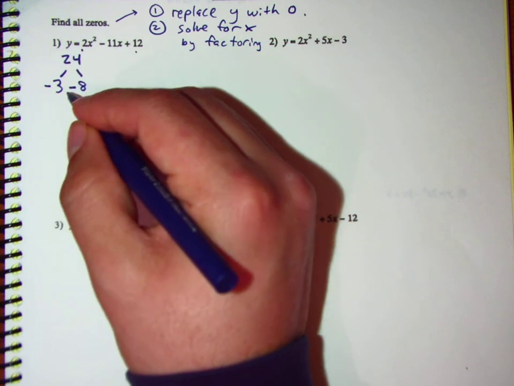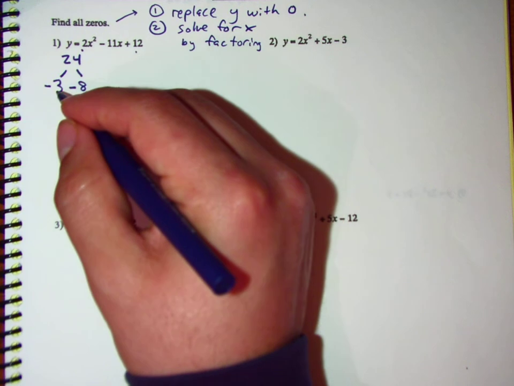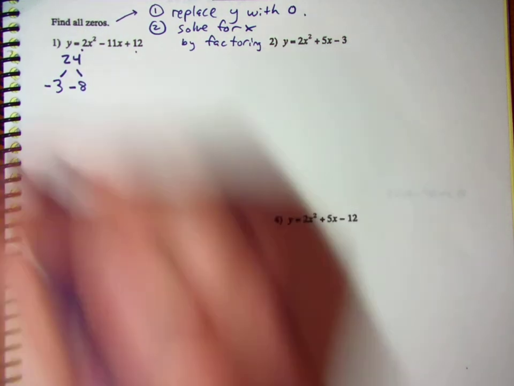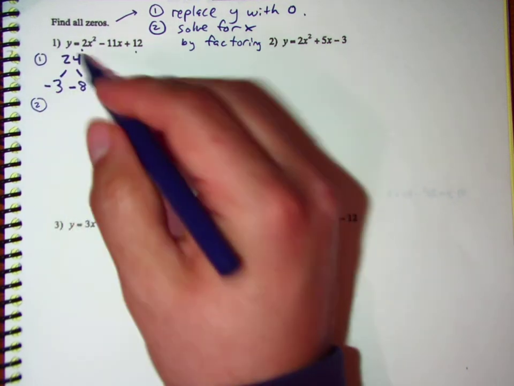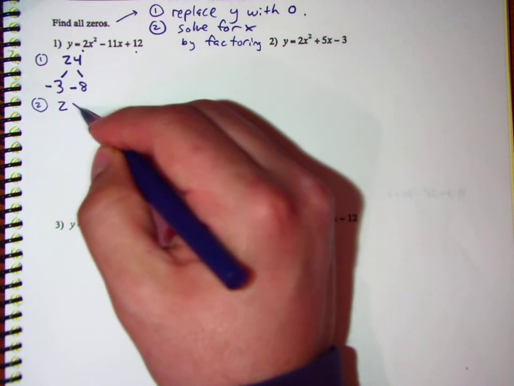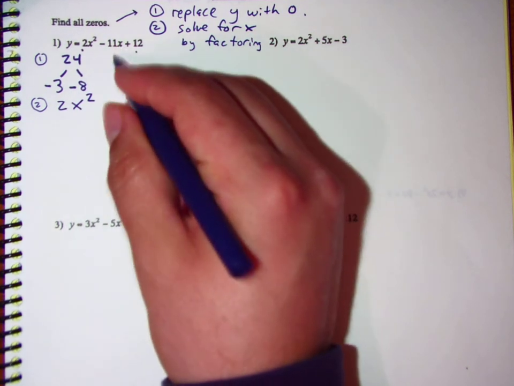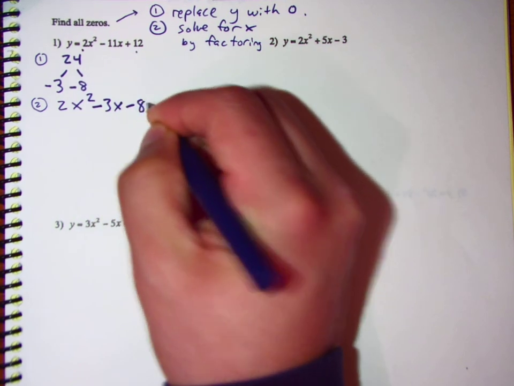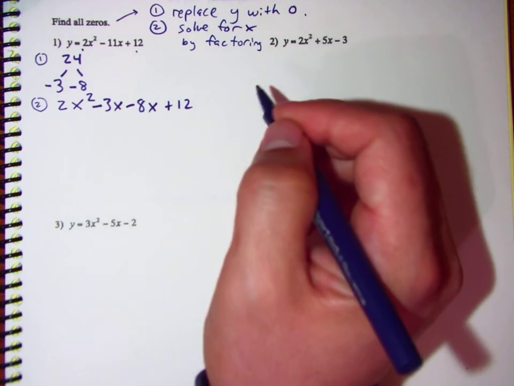Negative 3 plus negative 8 will certainly add up to negative 11. And if you take negative 3 times negative 8, you do get positive 24. So that was the first step. The second step was to rewrite the equation. But remember that this middle term gets rewritten as minus 3x minus 8x. And then you just bring down the plus 12. Okay?